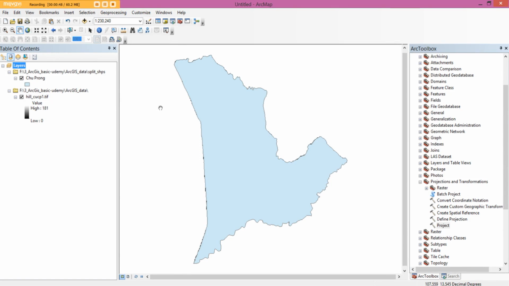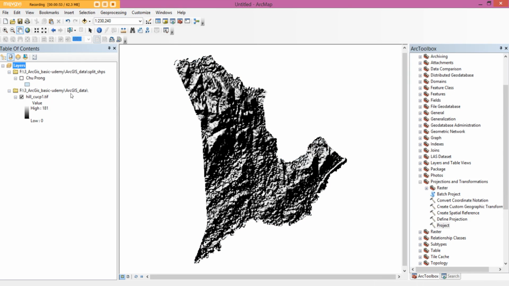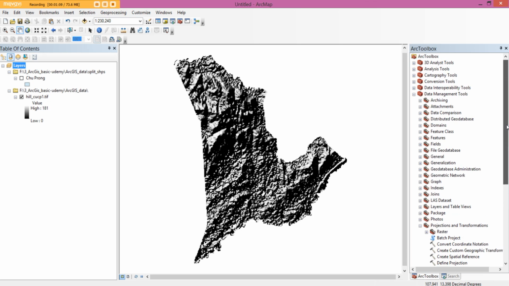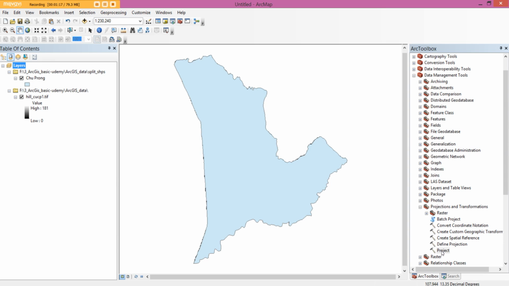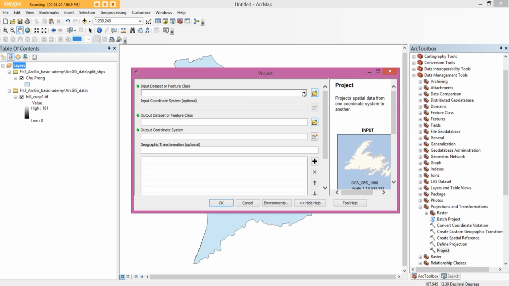So these are the data from split_shape I've read in two-prong, and from ArcGIS data I've got hill_CUCP1, and as you can see, these values are in decimal degrees, and I want to convert my geographic coordinate systems into projected coordinate systems. So under data management tools, I will go into projection and transformation, and I select project, and using this tool I can only project shape files.